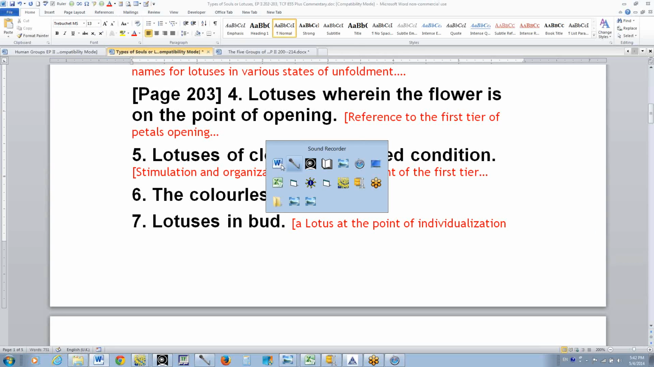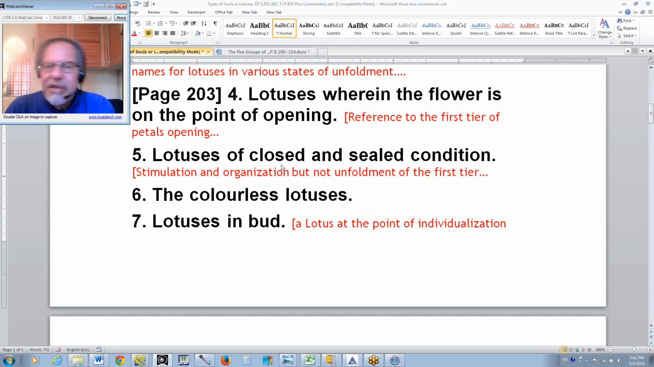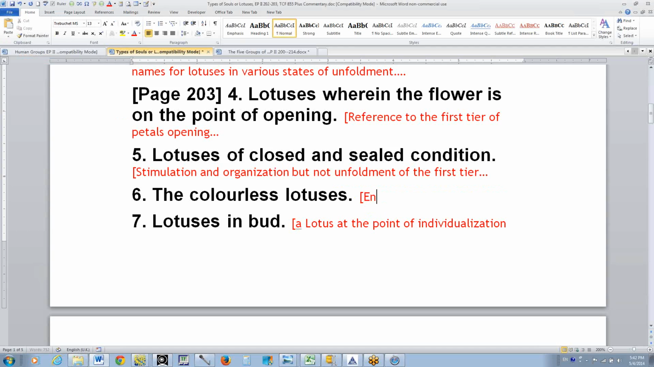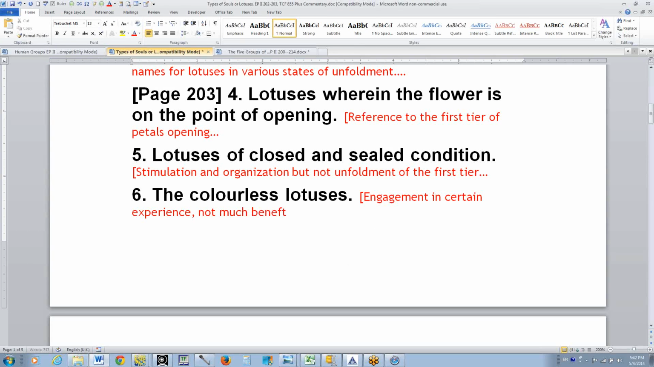So, from the very beginning, 21 million years ago, or however it occurred on the moon chain by a different process, the lotus in bud is the very beginning of the process. The colorless lotuses, not much quality has been built in, and so we would think that although there has been engagement in certain experiences, let's say, not much benefit from those experiences has occurred. But with a lotus of closed and sealed condition, benefit has occurred through stimulation and organization of that lotus.